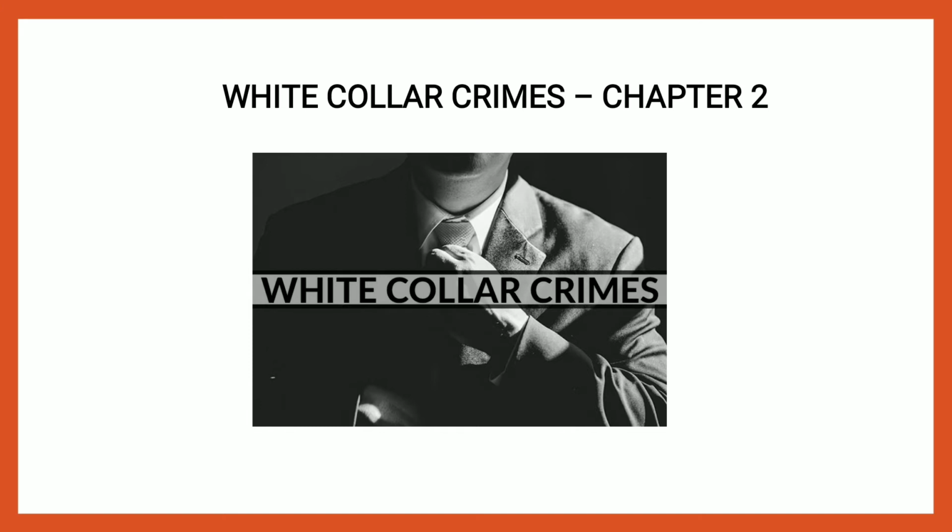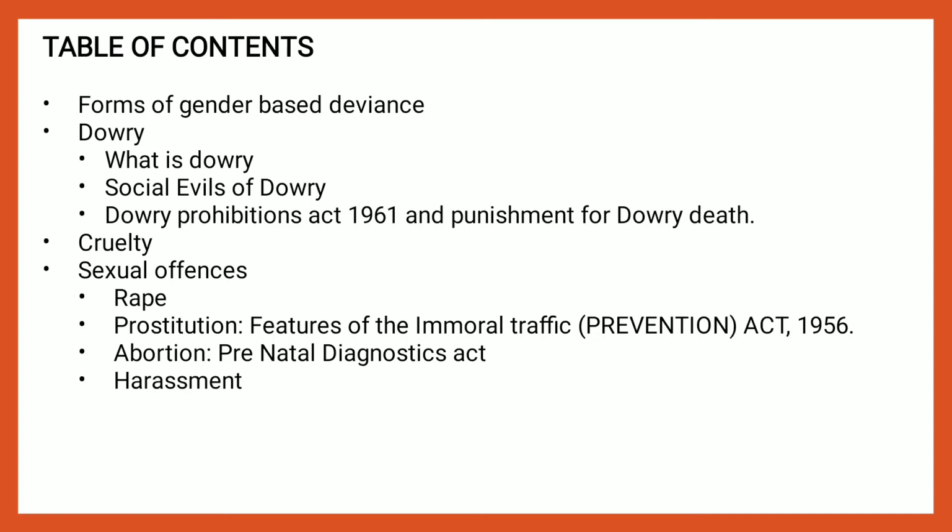Today's chapter is white collar crimes. I am Umesh Rao. Now I am speaking about the forms of gender based deviance. In this class, we are taking dowry. What is dowry? What are the social evils of dowry? And to prevent the evils of dowry, the government has introduced the Dowry Prohibition Act 1967 and its punishment for dowry death.